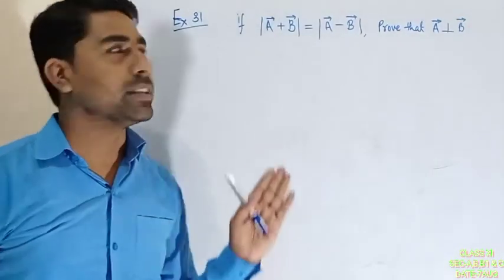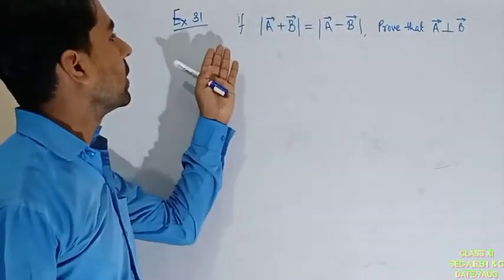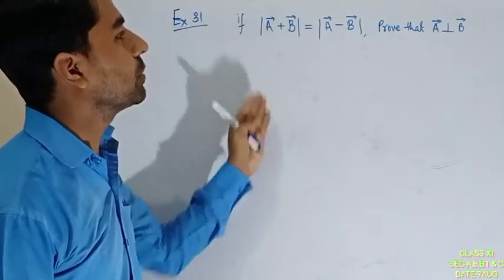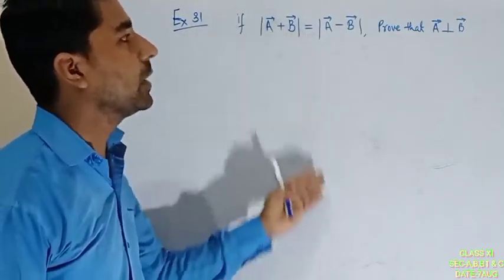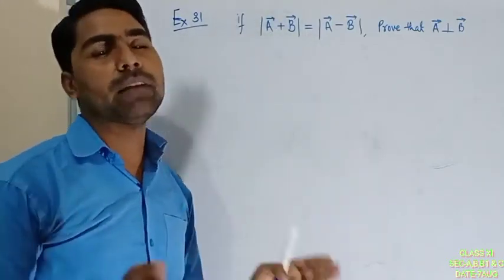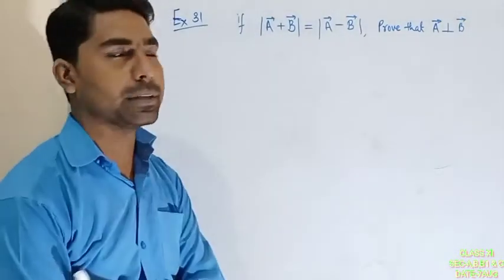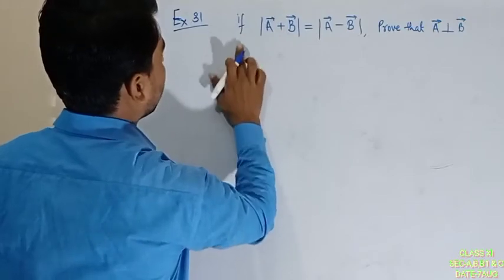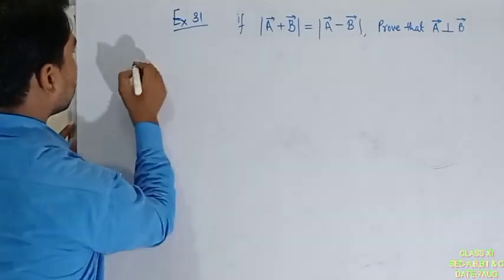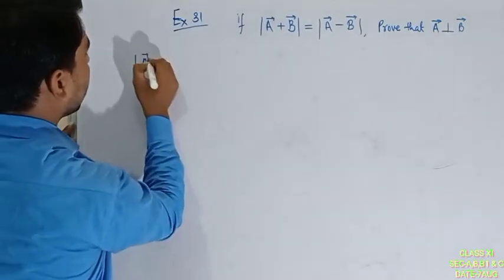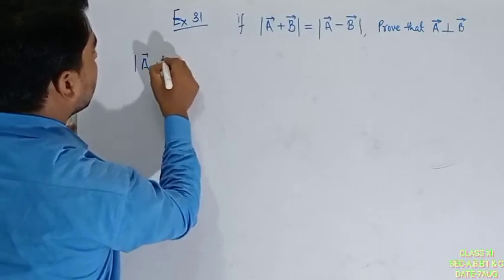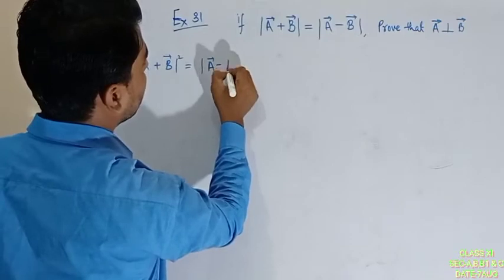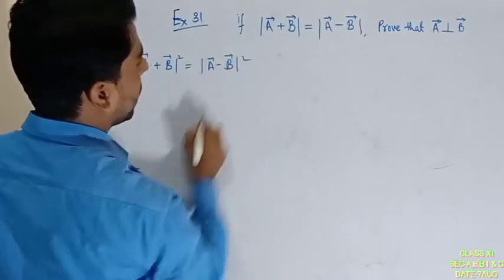So starting with one example, that is example 31. If the magnitude of vector A plus vector B is equal to the magnitude of vector A minus vector B, then prove that vector A and vector B are mutually perpendicular to each other. So for that, let's do it. Squaring on both sides, I'm writing from here because it may take some space. Mod of vector A plus vector B square is equal to mod of vector A minus vector B all square.